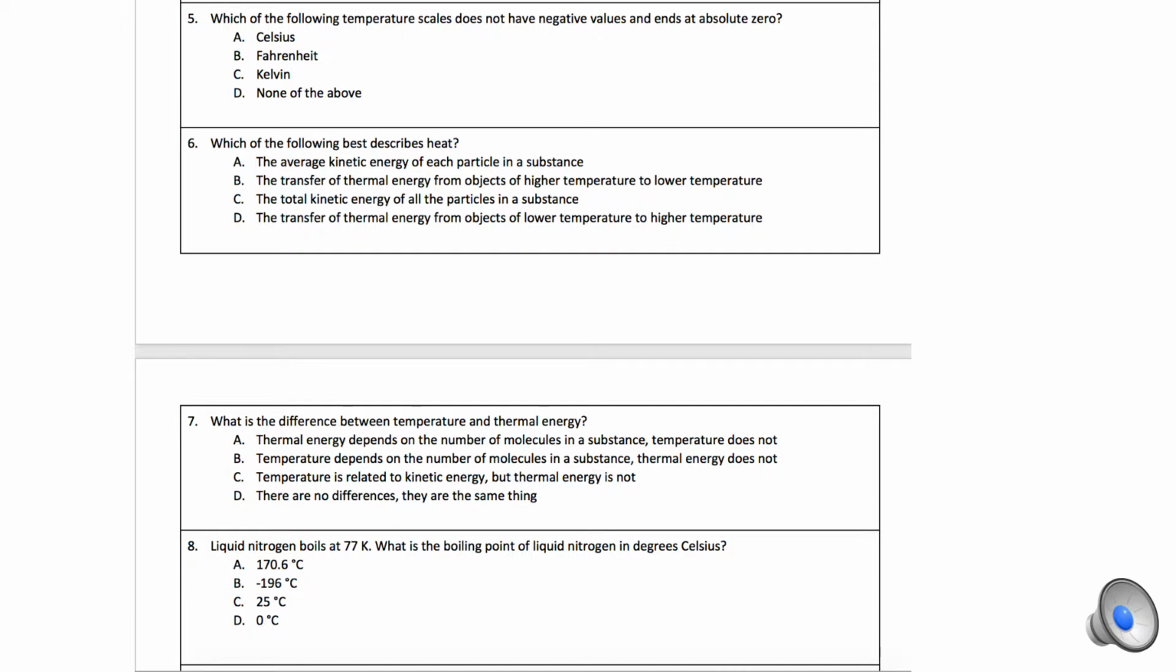Number 8, liquid nitrogen boils at 77 Kelvin. What is the boiling point of liquid nitrogen in degrees Celsius? A, 170.6 degrees Celsius. B, negative 196 degrees Celsius. C, 25 degrees Celsius. Or D, 0 degrees Celsius.